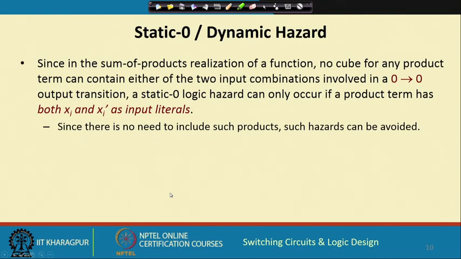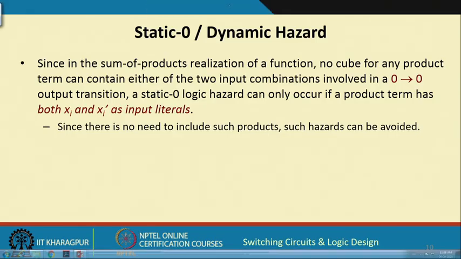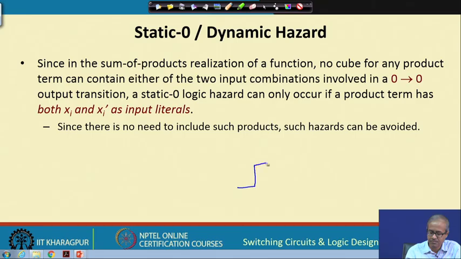And the last thing, static 0 or dynamic hazards. Static 0 means it was 0, it remains 0. Now, in a sum of products realization of a function, we do not keep track of the minterms for which the function output is 0. So, there are no gates which are generated for this. That is why for static 0, we need not worry about it. Such hazards can be avoided.